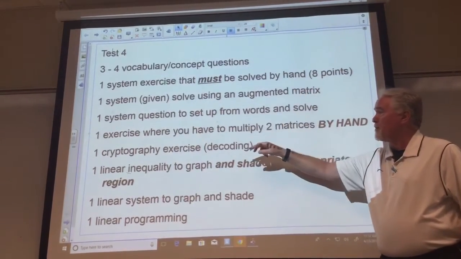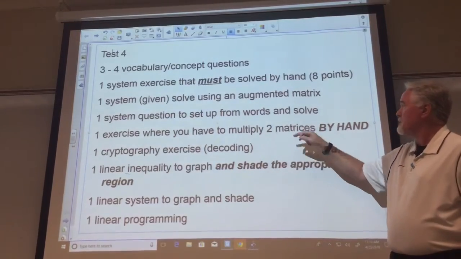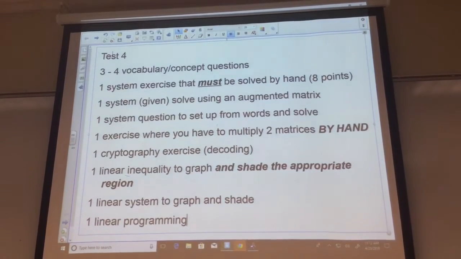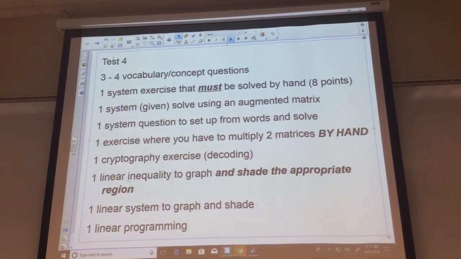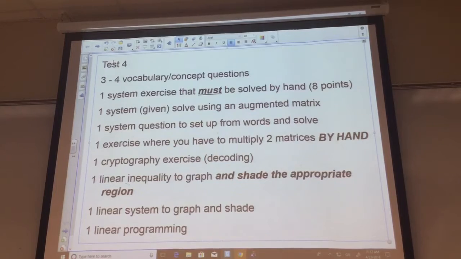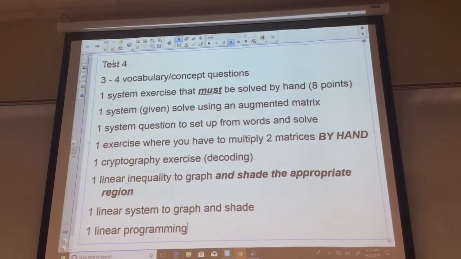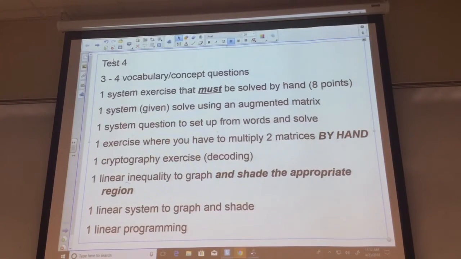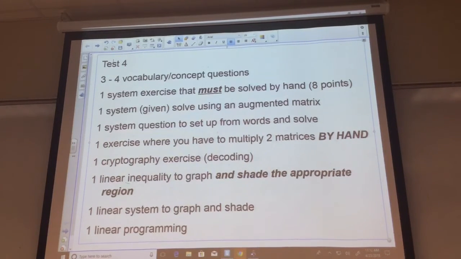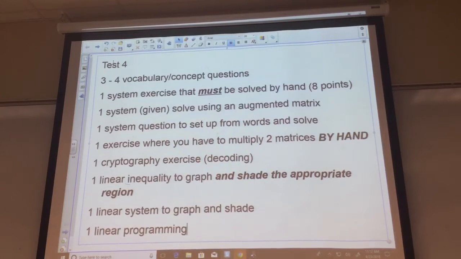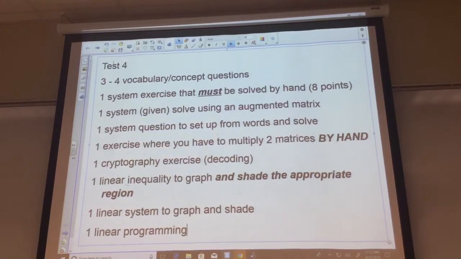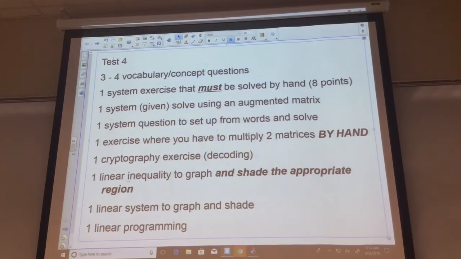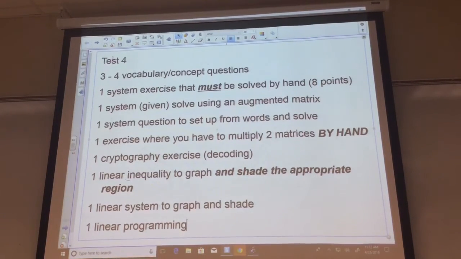Being able to multiply a system by hand, and being able to do the linear programming problem. Those are the big ticket problems. I have had students in the past that have walked out of the test with a 100%. And when the partial credit was assigned to the problem, they got a 68%. Because they showed no steps for solving the system by hand. They showed no steps for doing the multiplication of matrices by hand. And they showed no steps for the linear programming problem.